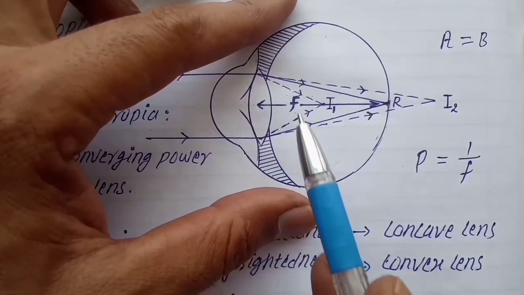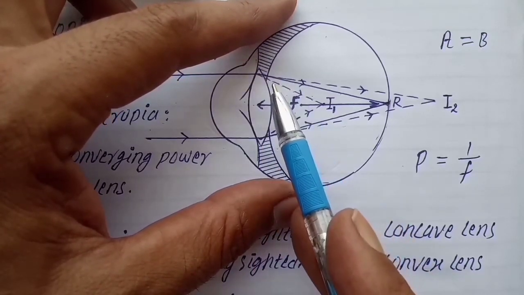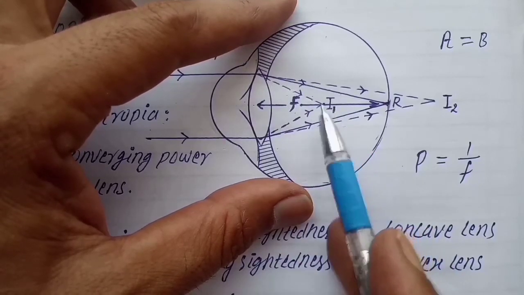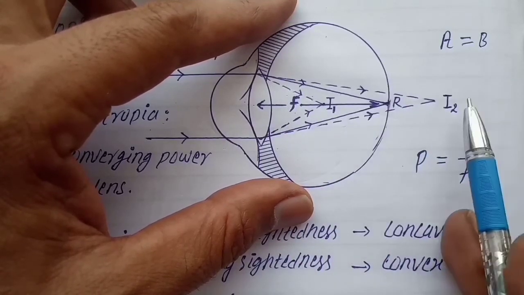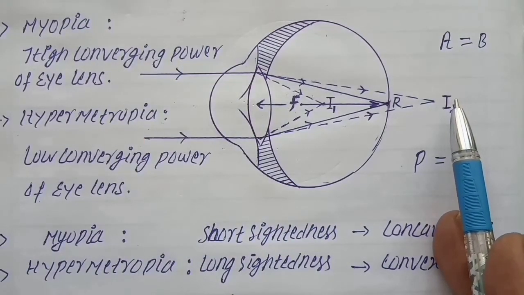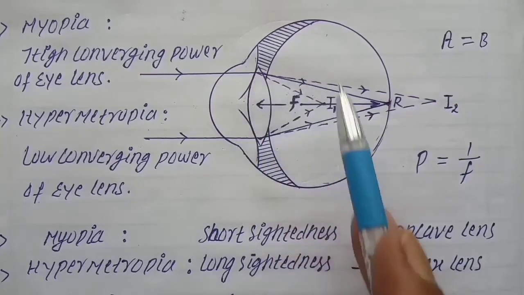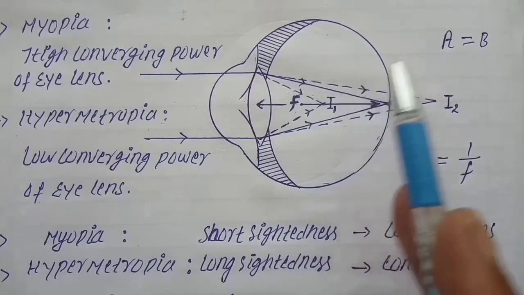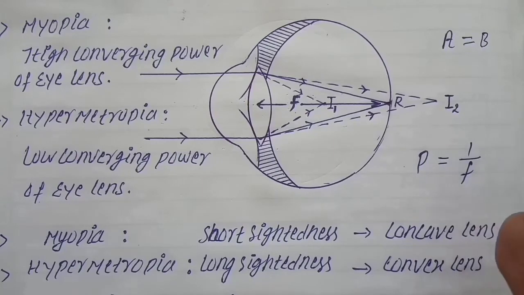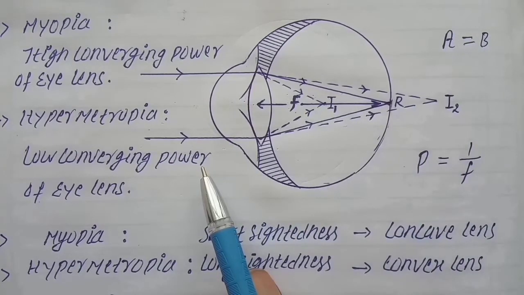When the curvature of eye lens increases, means size of lens decreases, focal length decreases, viewing distance also decreases. We can see the short distance object, means myopia. And when the curvature decreases, then size of lens increases, focal length increases, also viewing distance increases. We can see long distance object in this case, means long sightedness, hypermetropia.